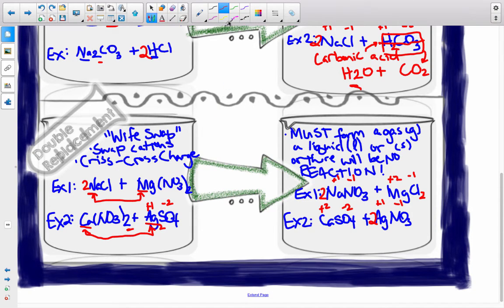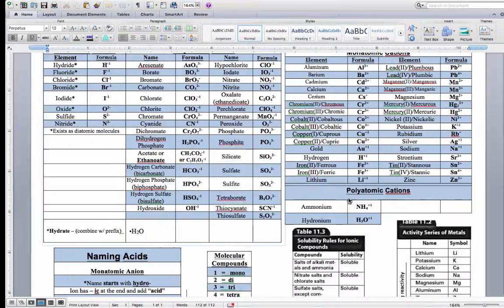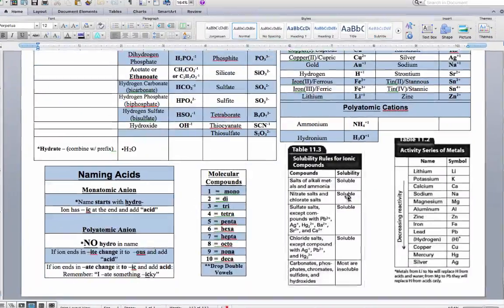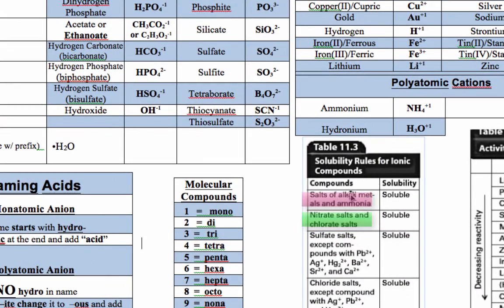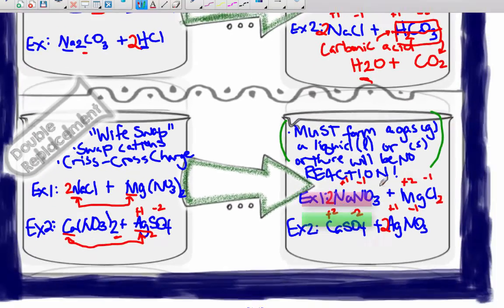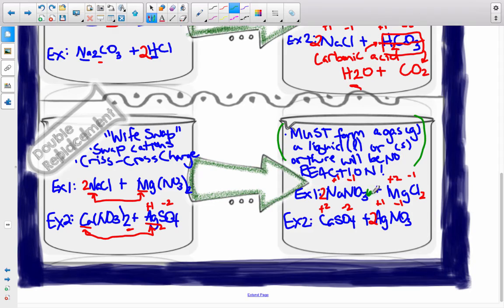Okay, I also mentioned that we have to check solubility, because if we don't form a gas or a liquid or a solid, then there will be no reaction. So let's check solubility for our products. Sodium nitrate falls under the category of both alkali metals and nitrate salts, and those are both soluble, so we write an AQ because that means they dissolve in water.